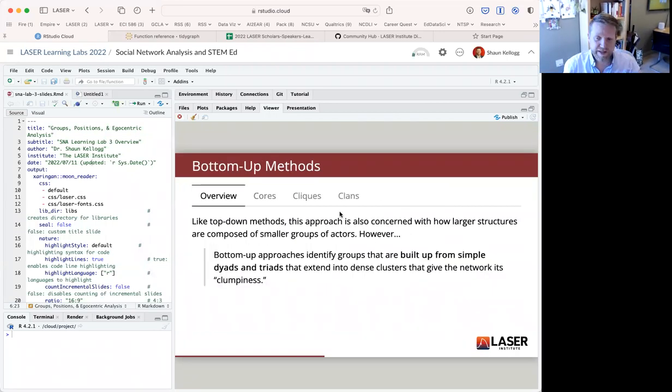So another way, and honestly, I'm going to be totally honest, you probably won't see these types of approaches for identifying groups in the literature very often. They're very technical and mathematical, and honestly, not always the most useful way to identify groups. But similar to top-down methods, these bottom-up approaches are concerned with how larger structures are composed of smaller groups. Bottom-up approaches are basically built up from simple dyads and triads. So which two people are connected together, which three people are connected together, which four people are connected together, and identifying groups that way.